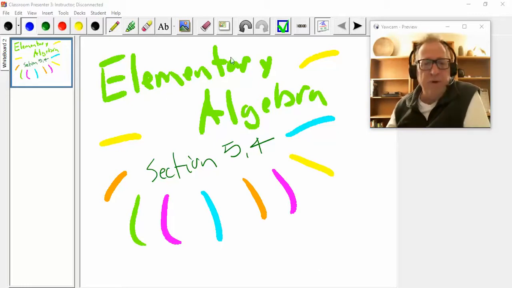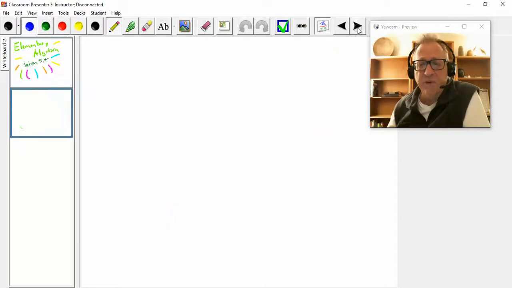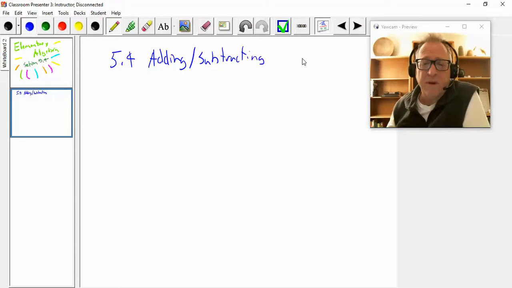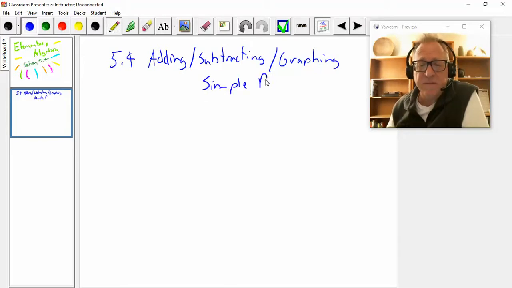Okay, here we go. Section 5.4. Well, the topic is adding and subtracting polynomials and graphing simple polynomials. So we're adding, subtracting, and graphing simple polynomials. Well, what in the heck is a polynomial? I don't think we've defined that before.